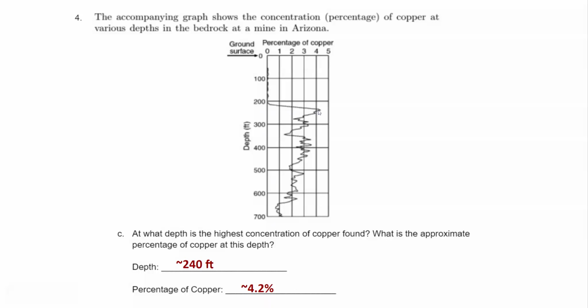And then the percentage of copper, if I look at this area, which is the highest percentage, and I go up to my percentage of copper axis, I see that the percentage of copper is not exactly halfway between 4 and 5. It's closer to 4 than it is 5. So it can't be 4.5, but it can be a little less than 4.5. So I picked around 4.2%. As long as your number is somewhere around that, but less than 4.5, it should be okay.